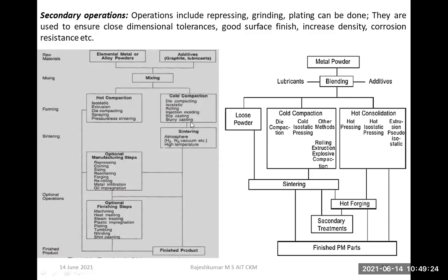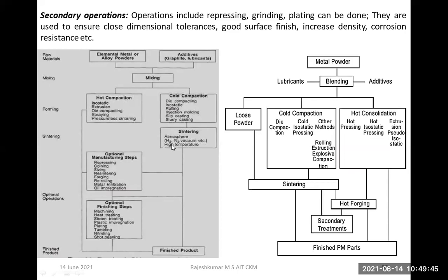In case of cold compaction, we require sintering because it has to be done in a closed environment. So that's why an atmosphere like hydrogen, nitrogen, or vacuum is going to be considered. So these are the processes of sintering. In case of hot compaction, there will not be any requirement of the sintering process.